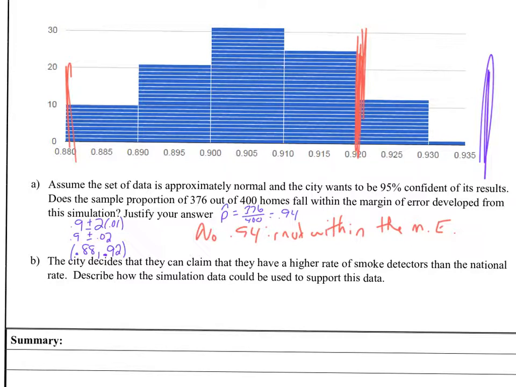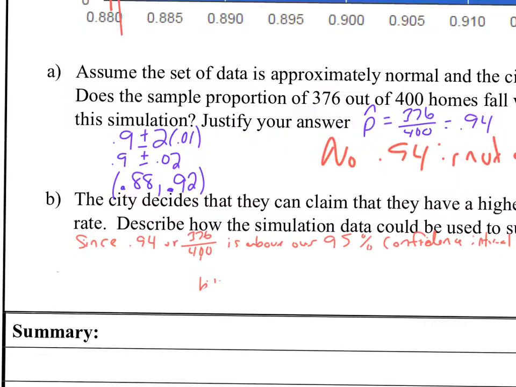I'm going to pause it, write that out, and then read it through for you. So since the 0.94, or the 376 over 400, whichever one you want to use, is above our 95% confidence interval, that's the reason why the city can decide that they can claim that they have a higher rate. So what are the other possibilities?